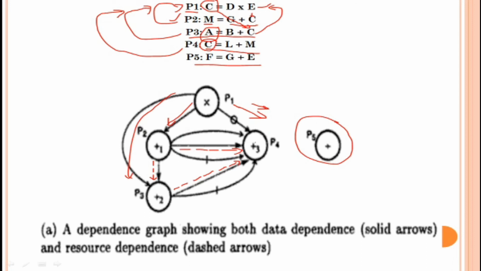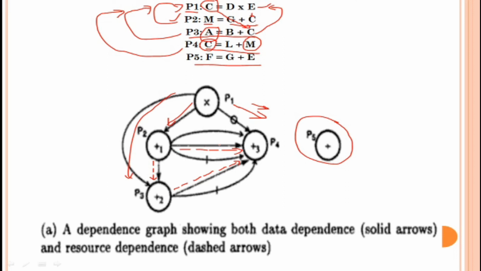P4 has a resource dependency on P2, right? Because M, which is used in the P4 statement, right? So to get the M value, process 4 needs to depend on process 2, which is a resource, because the resource is shared from process 2 to process 4 here, right? So this is what the data dependency graph shows: both data dependency and resource dependency here.